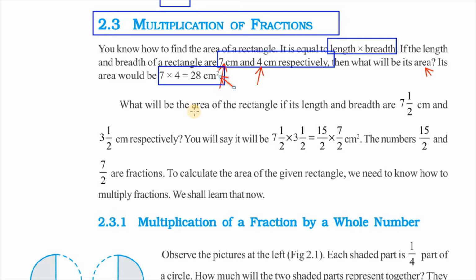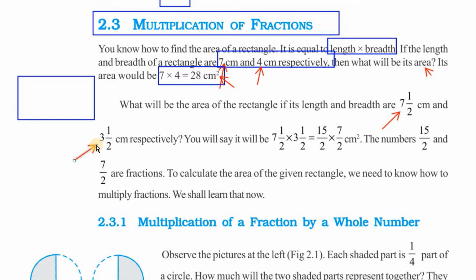Next, what will be the area of the rectangle if its length and breadth are 7.5 centimeters and 3.5 centimeters respectively? So consider any rectangle like this. It's not given that its length and its breadth should be whole numbers. Its length and breadth can be fractional also. So given such a rectangle with its length equal to 7.5 centimeters and breadth equal to 3.5 centimeters, what will be its area?